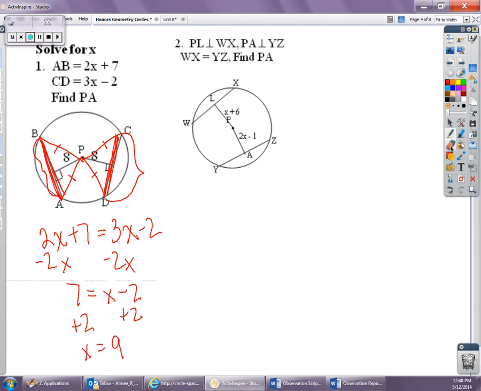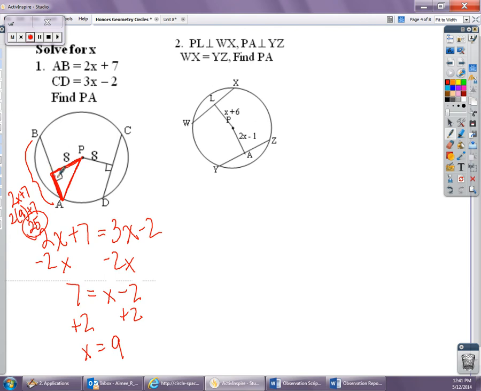Now that's not where I want to stop because they want me to go further and find PA. The segment I'm looking for is PA right here, which, if you notice, is the hypotenuse of this right triangle. The question is, how do I get the bottom part of the triangle? Well, I know that AB has an expression of 2x plus 7. And I know x, so if I plug it in, I know that the entire segment length is 25. Now that gives me this entire segment length.